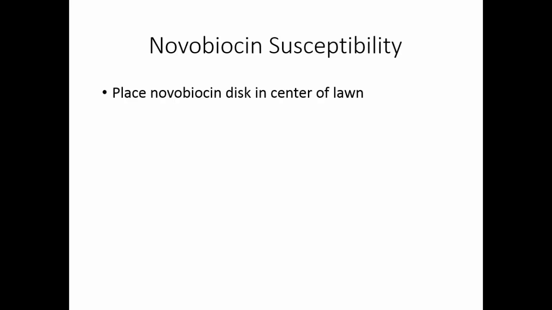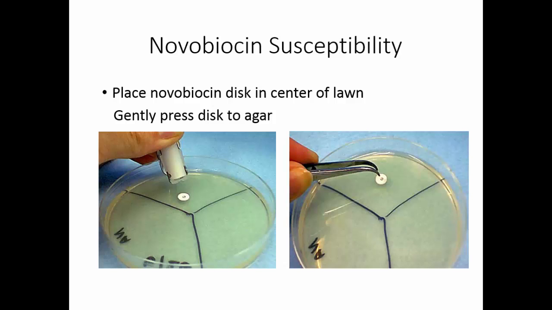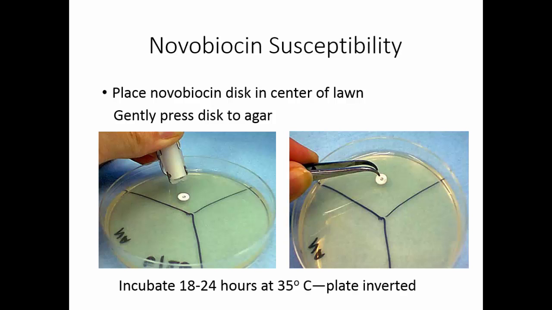Then you place a Novobiocin disc in the center of the lawn and gently press the disc to the agar using either a sterile loop or some heat sterilized forceps. You will incubate the plate for 18 to 24 hours at 35 degrees centigrade. Like any other agar plate, this is incubated agar side up.